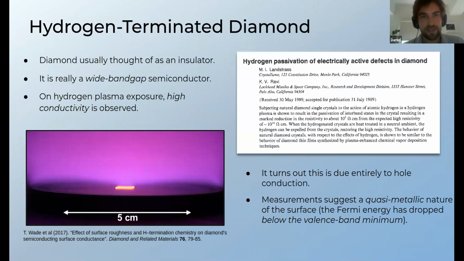So we don't normally think of the material diamond as a conductive material. It's sort of a bona fide insulator, really, but it's actually a wide bandgap semiconductor. And as it turns out, about 30 years ago, actually, it was first observed that when you expose a diamond to a hydrogen plasma, it starts to conduct electricity somewhat anomalously. And it turns out that this is entirely confined to the surface, and it's purely hole conduction. And measurements of the hole density suggested that this is actually a quasi-metallic surface now, which means that the Fermi energy has actually dropped into the valence band at the diamond surface.